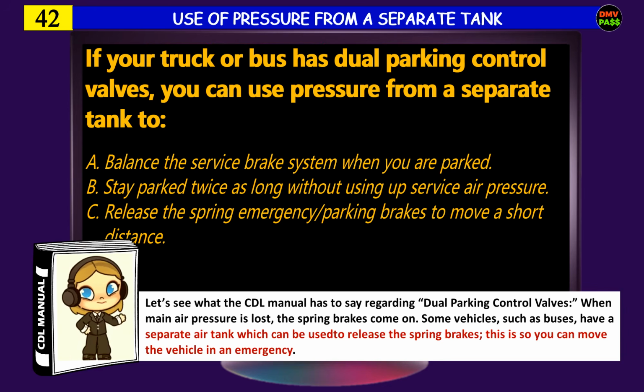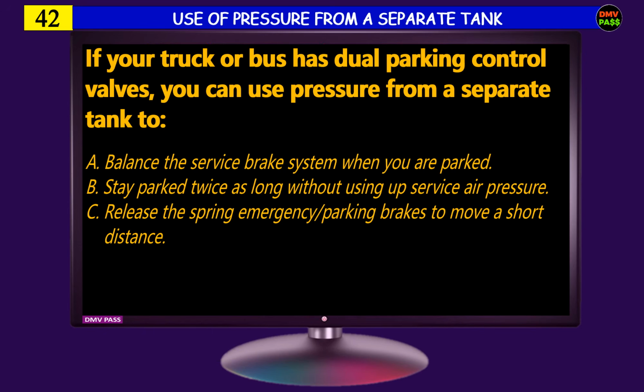Note: let's see what the CDL manual has to say regarding dual parking control valves. When main air pressure is lost, the spring brakes come on. Some vehicles, such as buses, have a separate air tank which can be used to release the spring brakes. This is so you can move the vehicle in an emergency. So, the correct answer is C. Release the spring emergency or parking brakes to move a short distance.